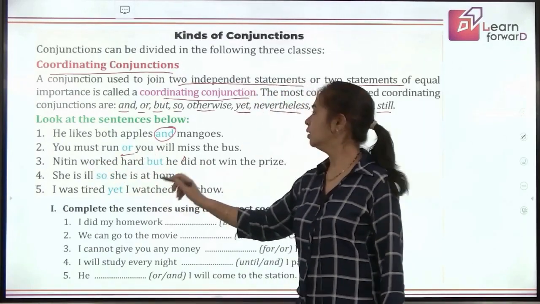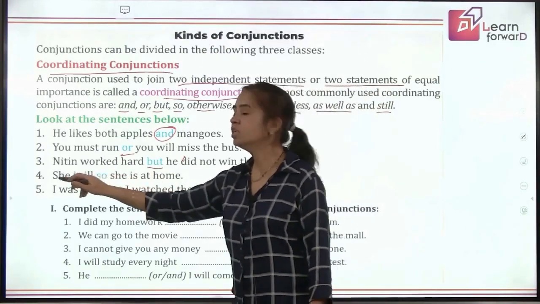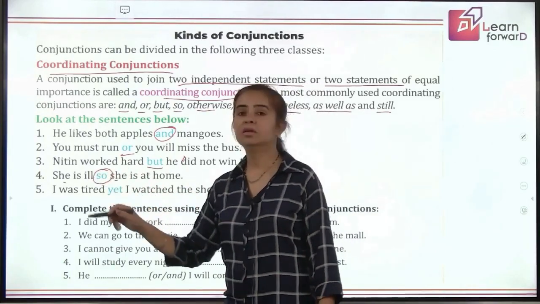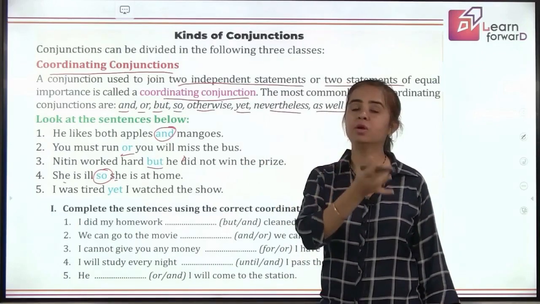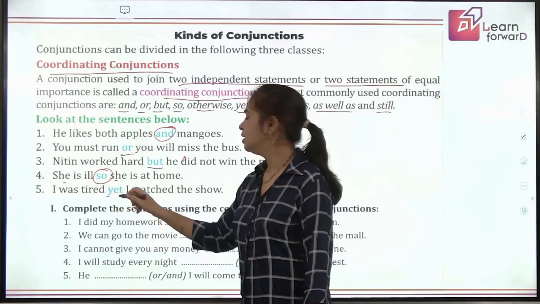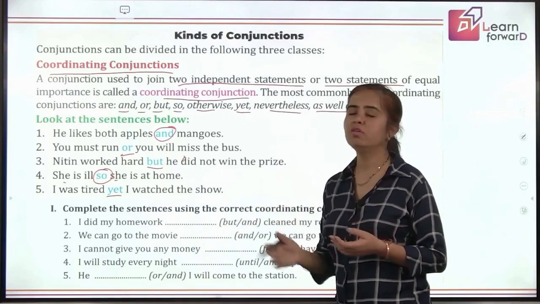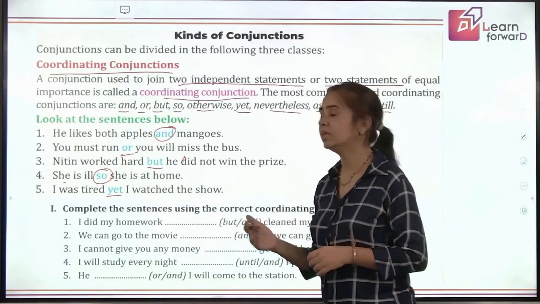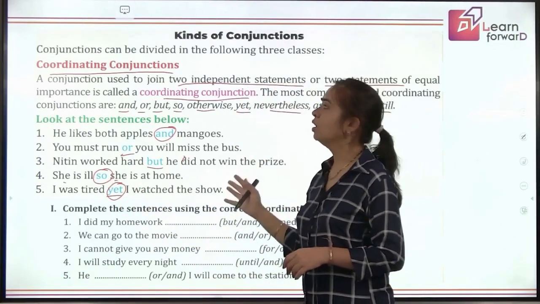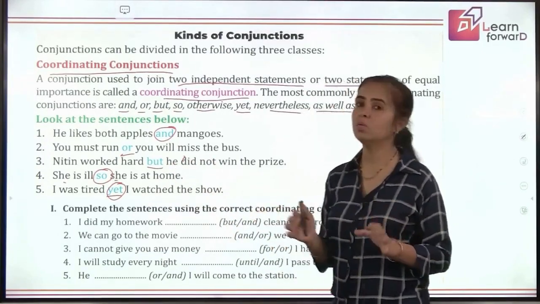Nitin worked hard, but he did not win the prize. So it's a contrast here. She is ill, she is at home. Here you are giving the result. What happened because she is ill? So she is at home. Next, I was tired, yet I watched the show. So again contrast. When you are tired, you don't feel like watching the show, but you continued with it. That means yet. It can also be still. Right? So these are all the examples of coordinating conjunctions which have joined two sentences of equal importance.